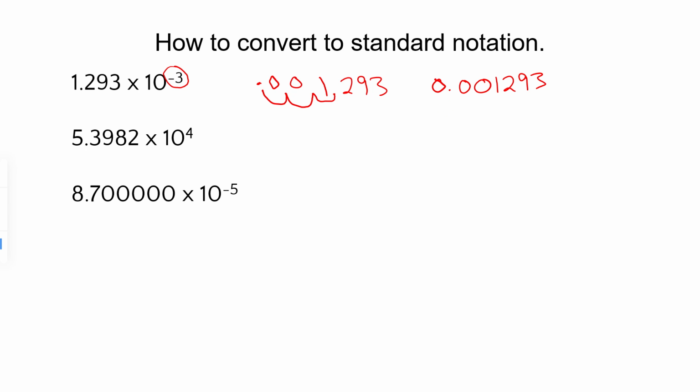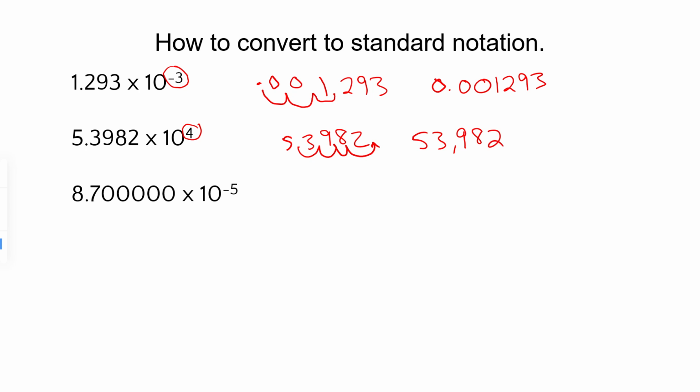So now we're going to do this one. Again, we're going to start by rewriting the number 5.3982. Now we have a positive exponent, so we have to make this number bigger, and it has to be bigger by moving the decimal 4 places to the right. So to make this bigger, we're going to go 1, 2, 3, 4. So our answer becomes 53,982.